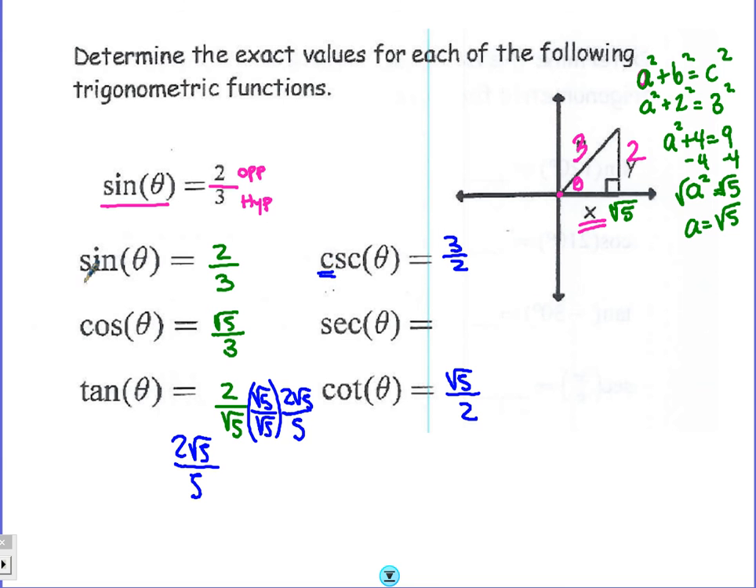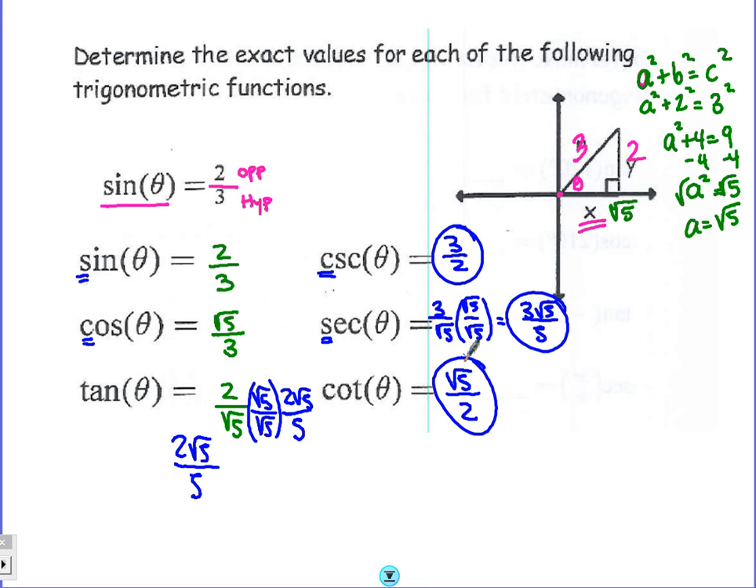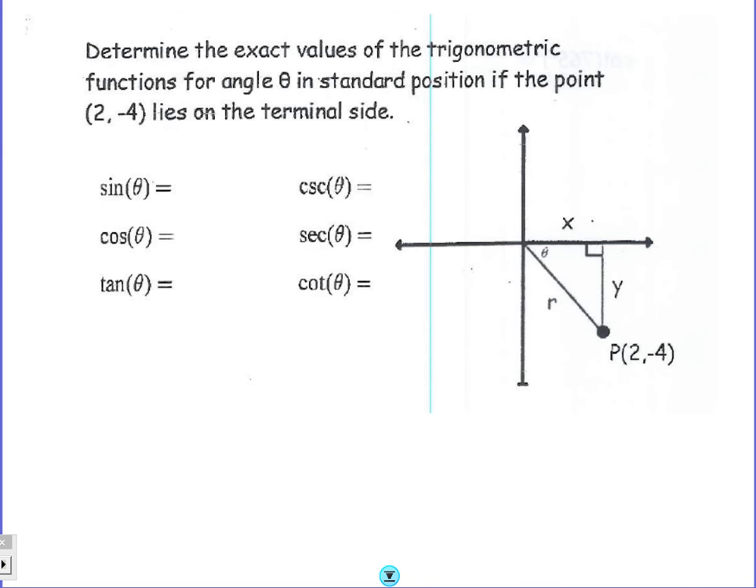Remember, these guys are related, sine and cosecant, cosine and secant are also related. So 3 over root 5, rationalize, and we get 3 root 5 over 5. All right, so those would be our answers. Hopefully that was clear. All right, here is another one for you.